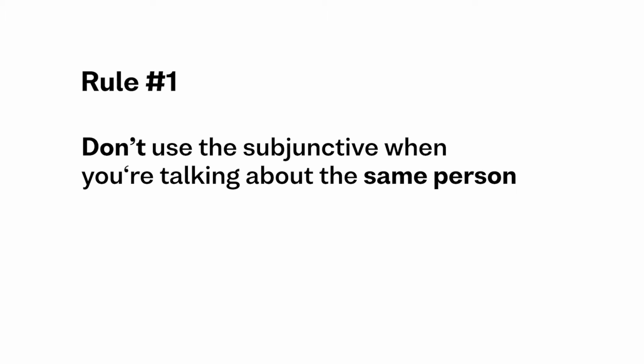Okay, now let's move on to the don'ts. Rule number 1. Don't use the subjunctive when you are talking about the same person. If both verbs refer to the same person when you are describing an emotion, a feeling, making a wish, and you have two verbs, you don't need to use the subjunctive. In cases like this, you'll normally find that there is no need for a que. Instead, the second verb is in the infinitive form.